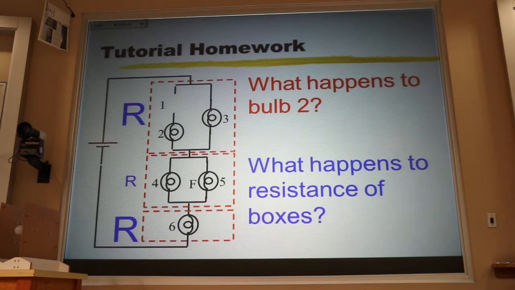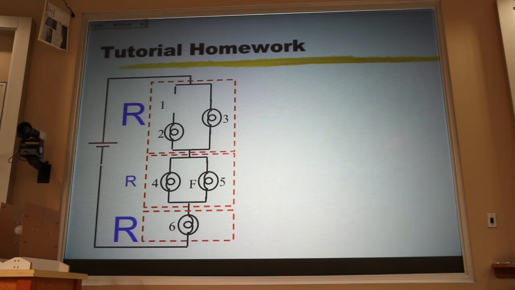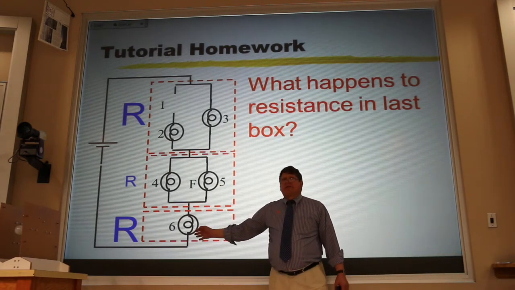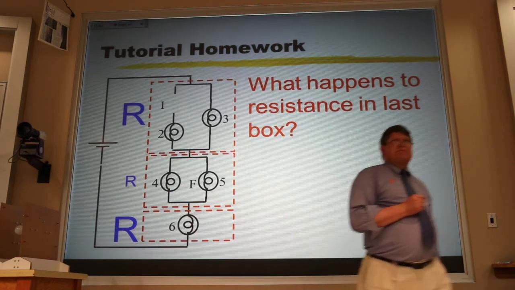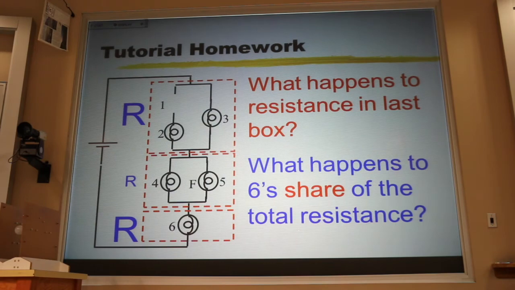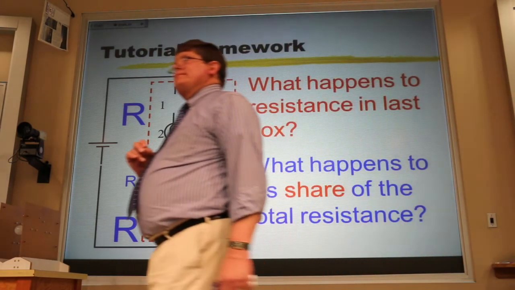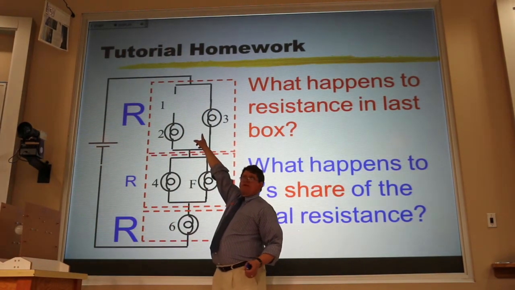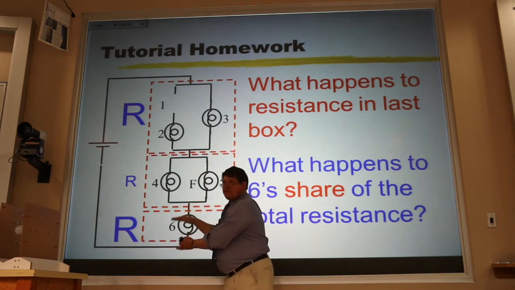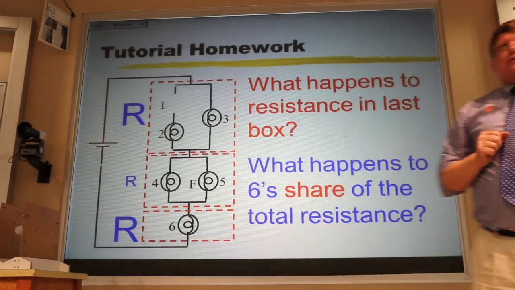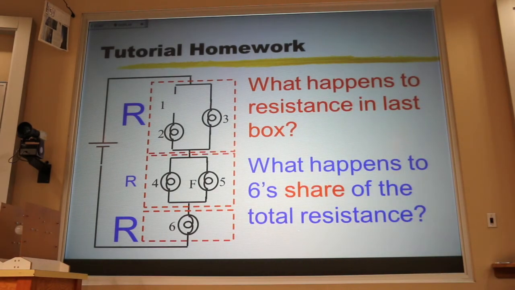Now, here's where there's an opportunity for confusion. If I worry about what happens to the resistance of the bottom box, I will get the wrong answer. What I need to worry about is what happens to that bottom box's share of the total resistance. Its resistance didn't change, but by increasing the resistance of that box, I change the share of the total resistance that that bottom box represents. And it's the share that matters.